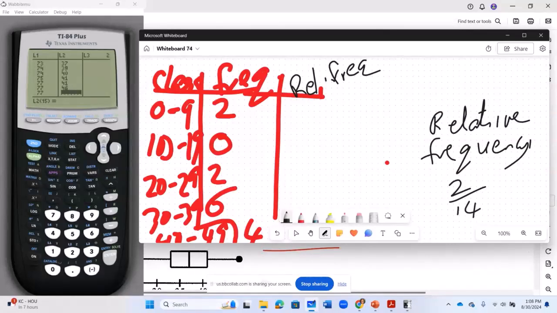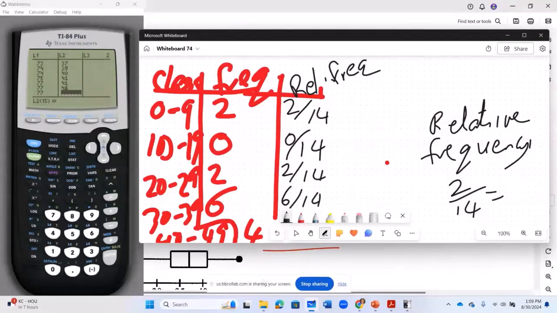2 over 14. I can leave it as 1 over 7, but I just want to keep 2 over 14 there. The relative frequency of the second class is 0 over 14. The relative frequency of the third class is 2 over 14. The relative frequency of the fourth class is 6 over 14. And the relative frequency of the last class is 4 over 14.